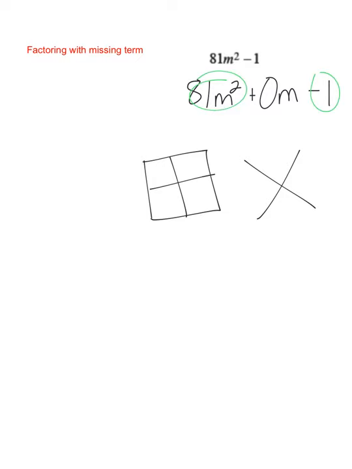So we'll start with the 81m squared and the minus 1. If we multiply those together, we get negative 81m squared. And then we know that on the bottom of our diamond pattern, we need them to add to 0. The only way to add to 0 is if you have the same number, positive and negative. That would cancel each other out. And so to make 81, that would be a 9. 9m and negative 9m would multiply to 81, but add to 0.